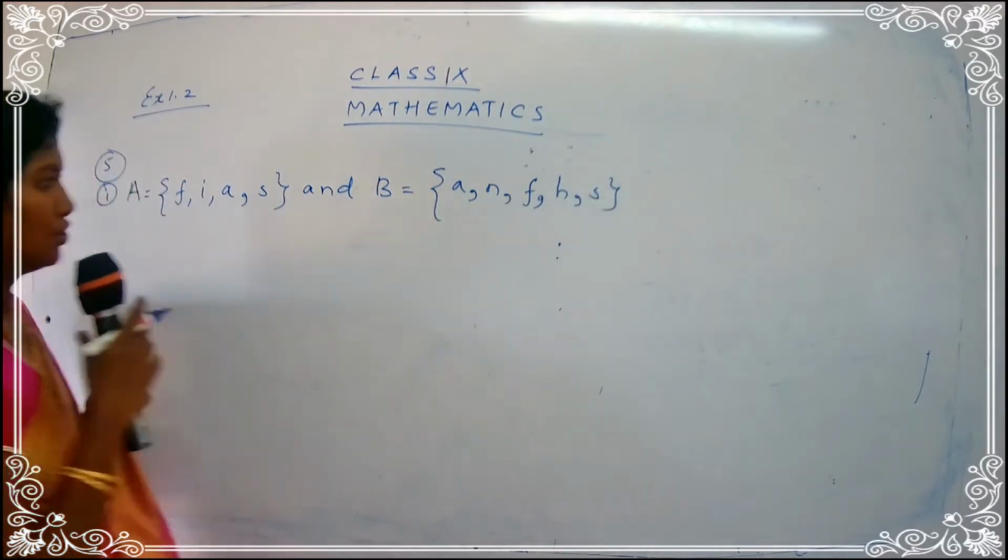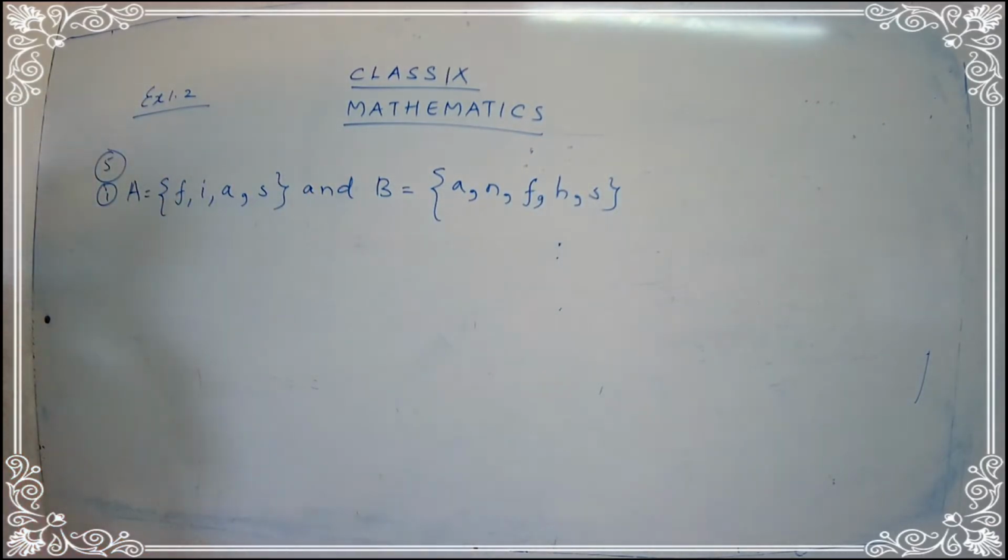Yes. So you have been given two sets. The first set is {F, I, A, S}, and the next set is B, which is {A, N, F, H}. Now just recollect the formulas for disjoint and overlapping.